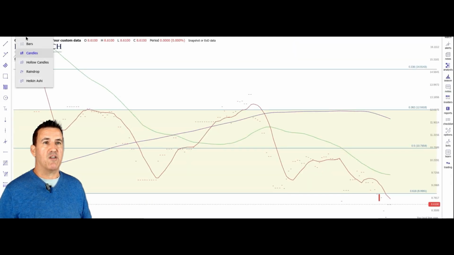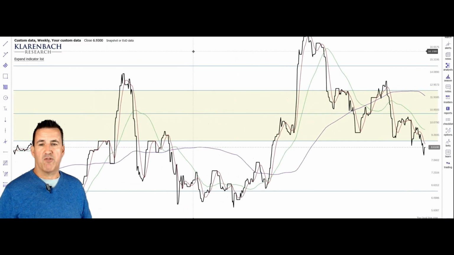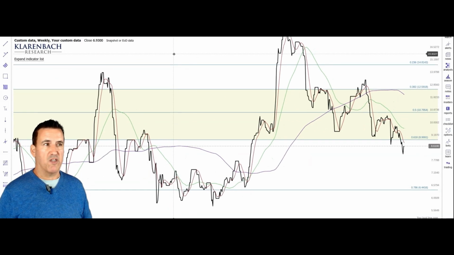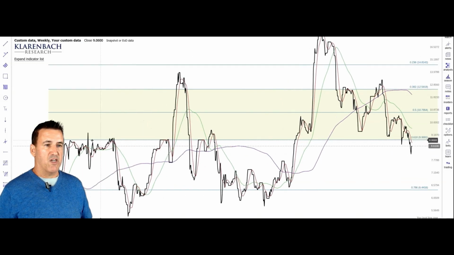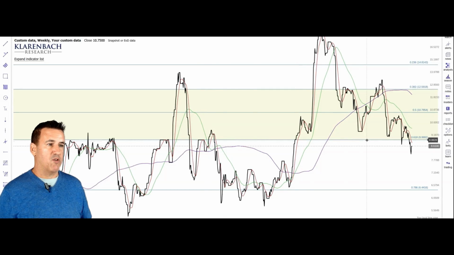Let's take a look at the weekly chart. We'll look at the line chart here. Line charts just represent the closing price. You miss out all the intermediate price action, but you can see here, even on this cleaner chart, how $9 has been very important for a closing price on the weekly time frame, and we're trading below that level right now.